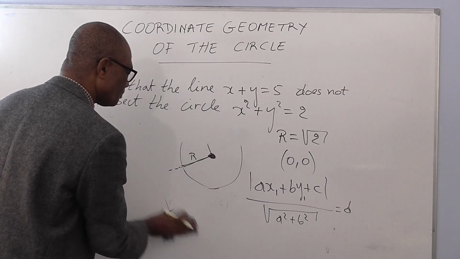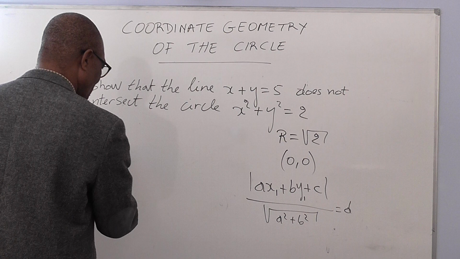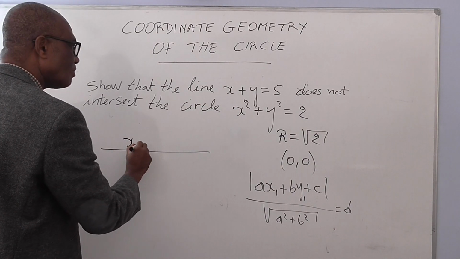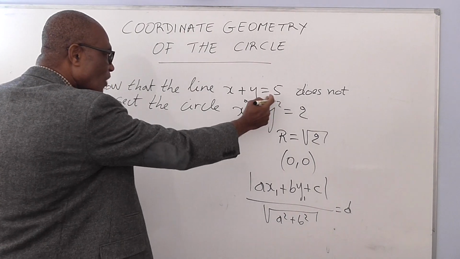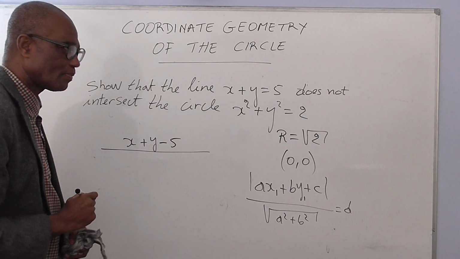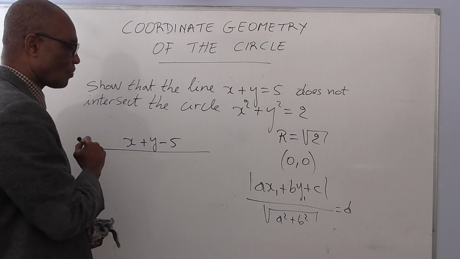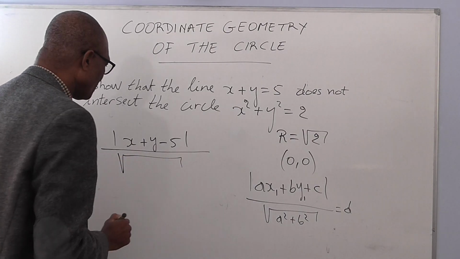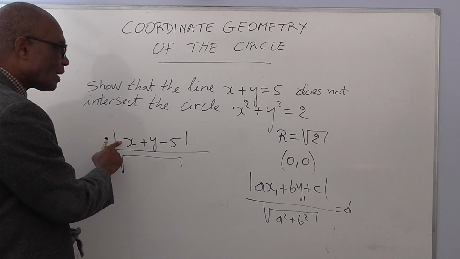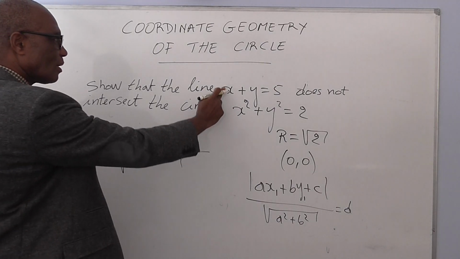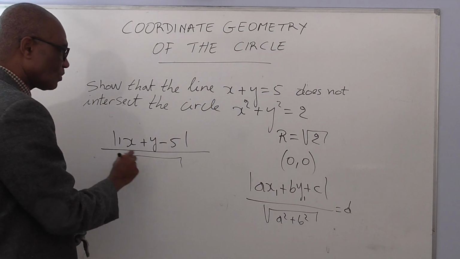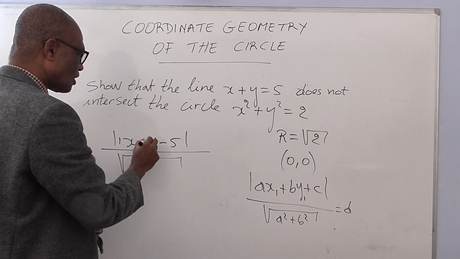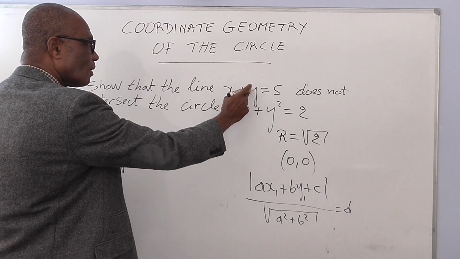Now, to use the formula, I take the line and write x plus y. If I bring 5 to the left-hand side, I get minus 5. So x plus y minus 5. And then look, a is 1. 1 is the coefficient of x. And b is the coefficient of y, and it is 1 as well.